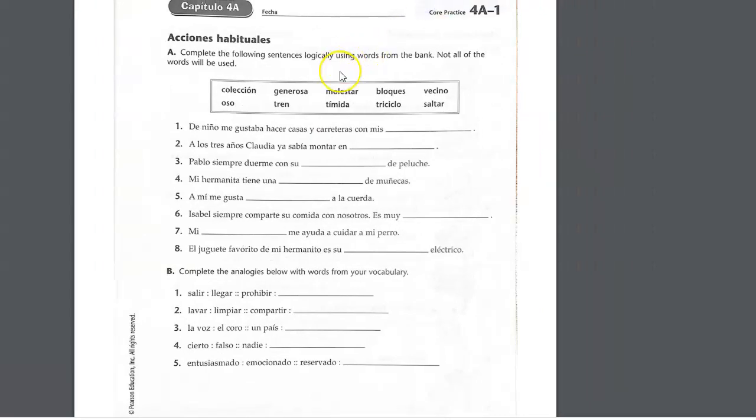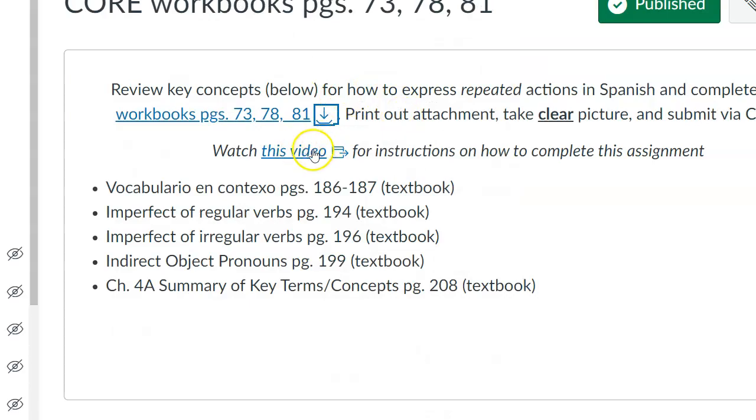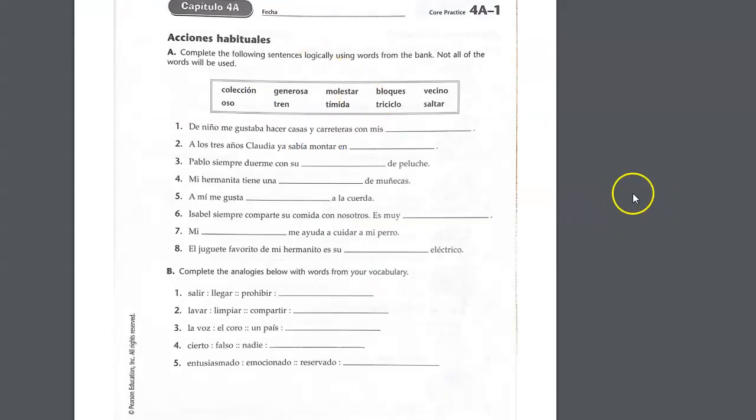Here you're going to, and you can watch the video as well for detailed instructions on how to go about it. But essentially what we did here is for part A, you guys are identifying the key vocabulary term that matches the description. And again, you can go to page 208 for those definitions. If we do the first three together as an example, de niño me gustaba hacer casas y carreteras con mis bloques.